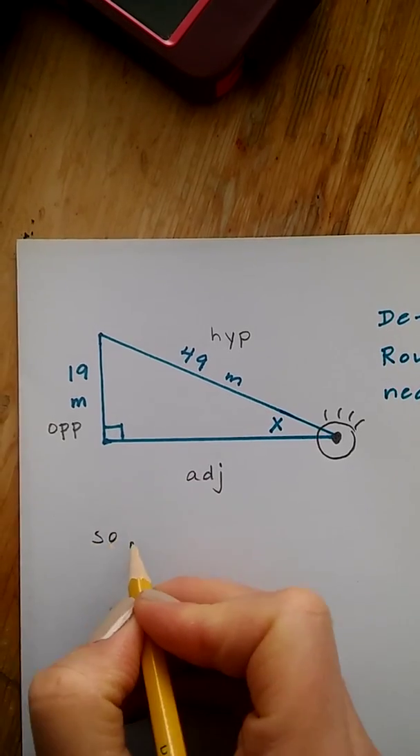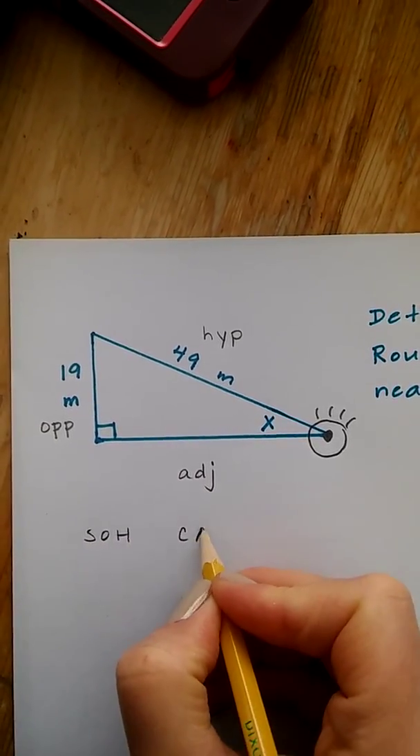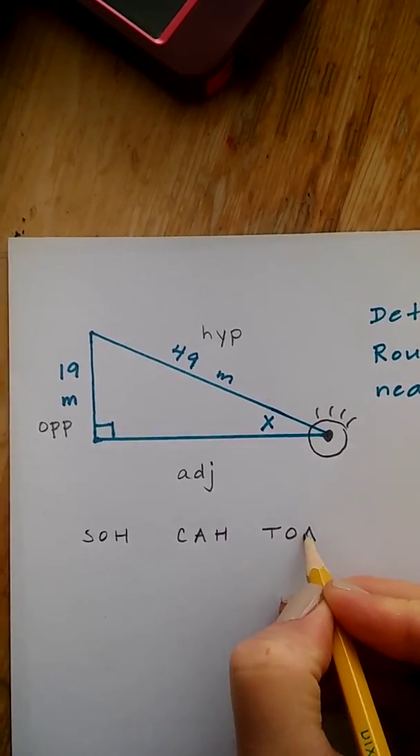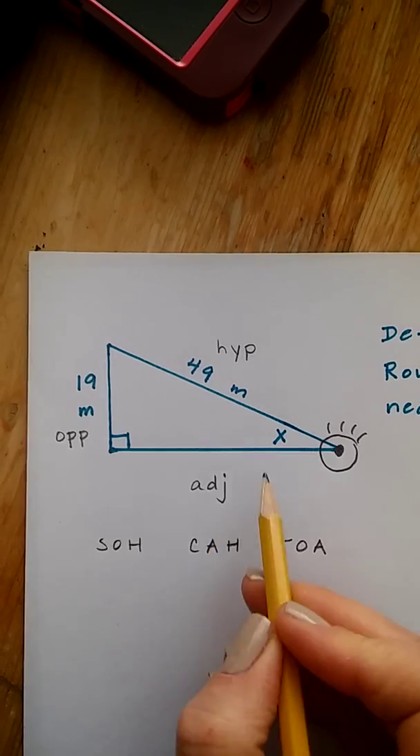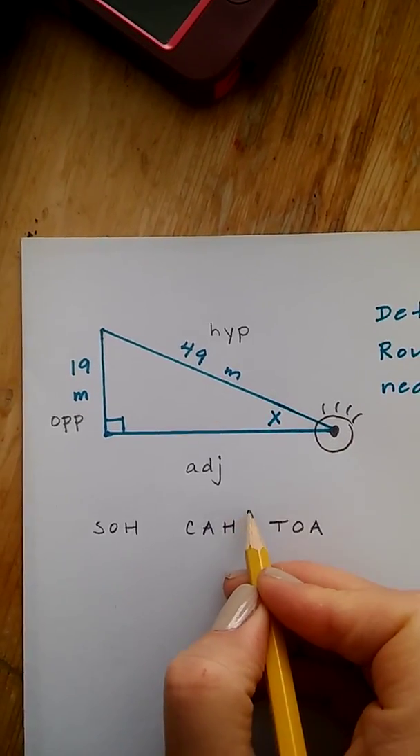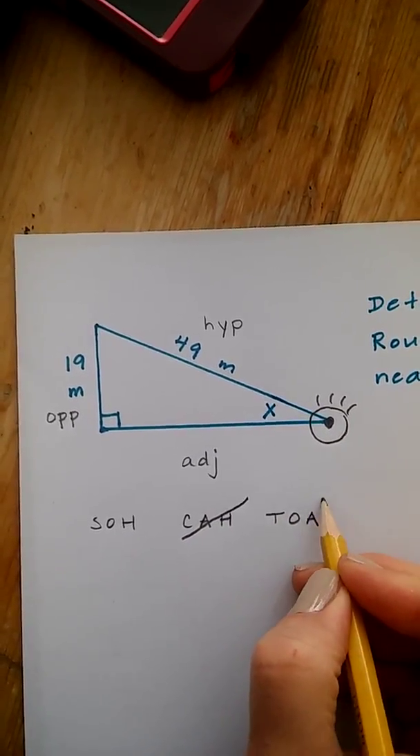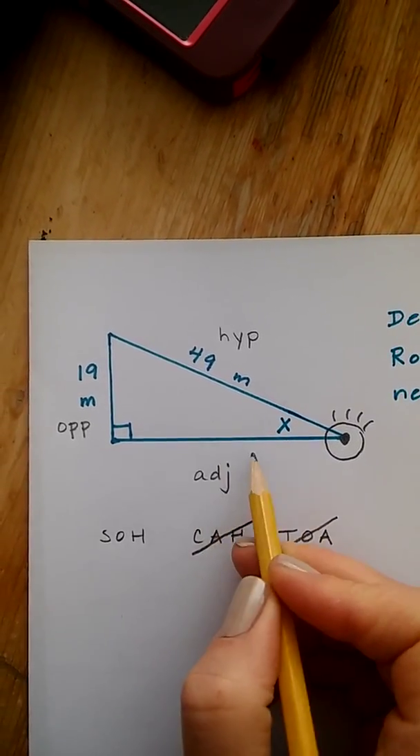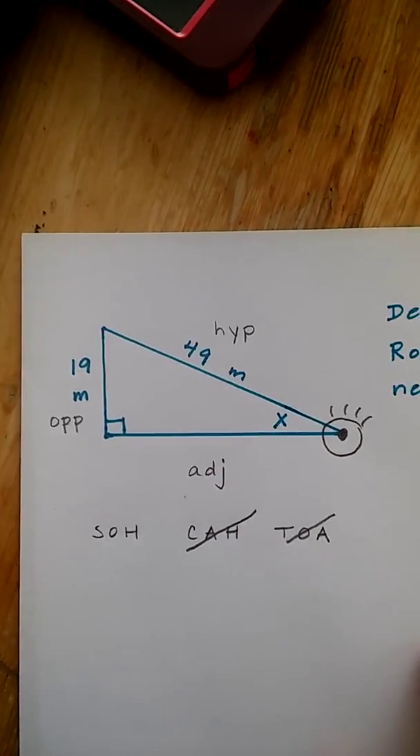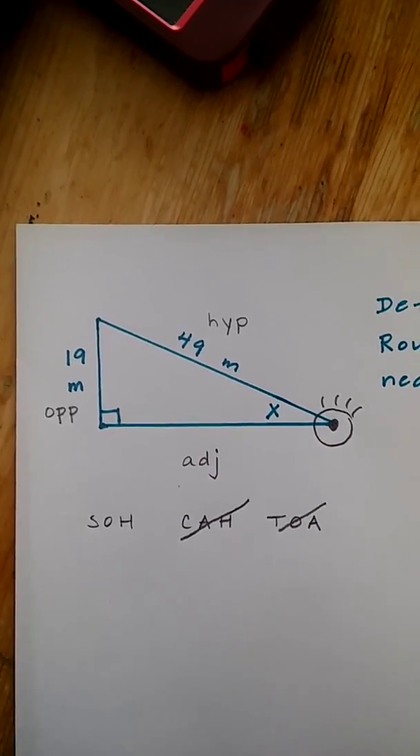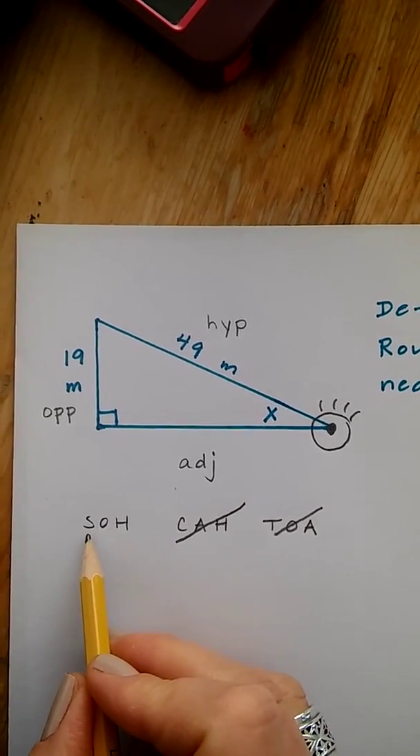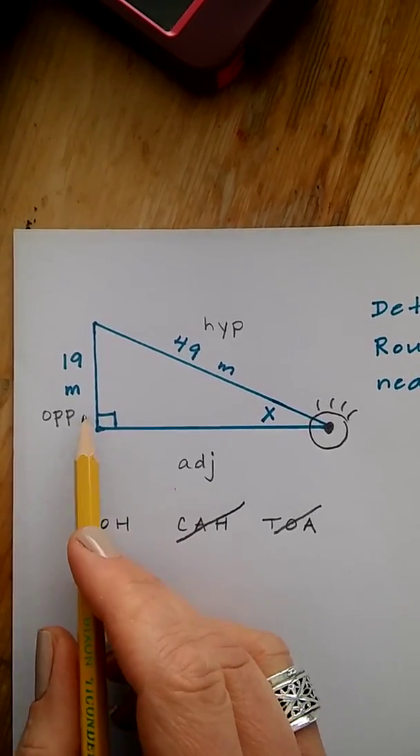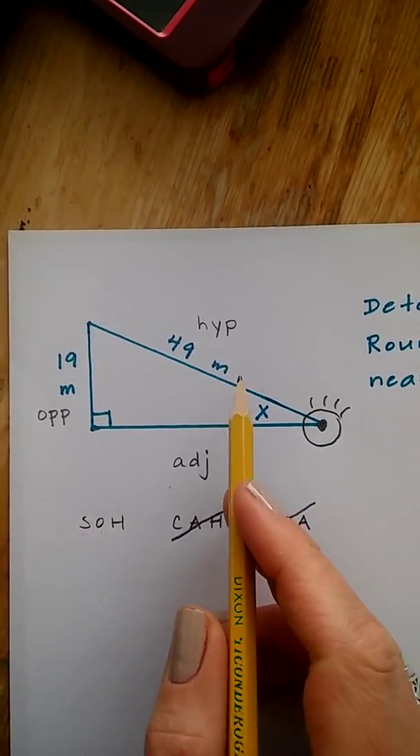Looking at our three choices for our trig functions, the adjacent leg in this diagram is blank. That means that we cannot use cosine and we cannot use tangent. We don't have the information to use those two trig functions. We do, however, have enough to work with the sine. The sine of an angle is based on the opposite, which is 19, over the hypotenuse, which is 49.